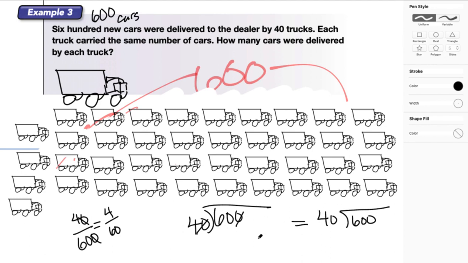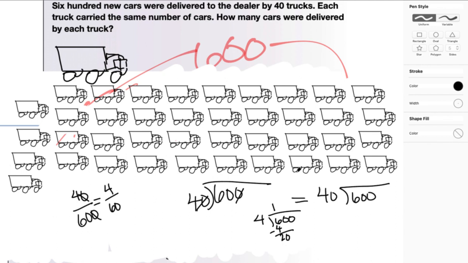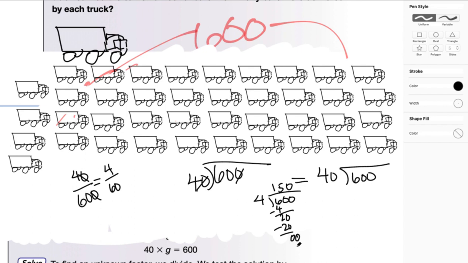So we're going to divide 4 into 600, which is going to be fast for us. 4 goes into 6 one time. It's going to give me a 4 down here. I'm going to have a 2 as a remainder. 4 goes into 20 5 times. 5 times 4 is 20. Bring down your last 0. 4 goes into 0 0 times. 0 times 4 is 0, and we're done.